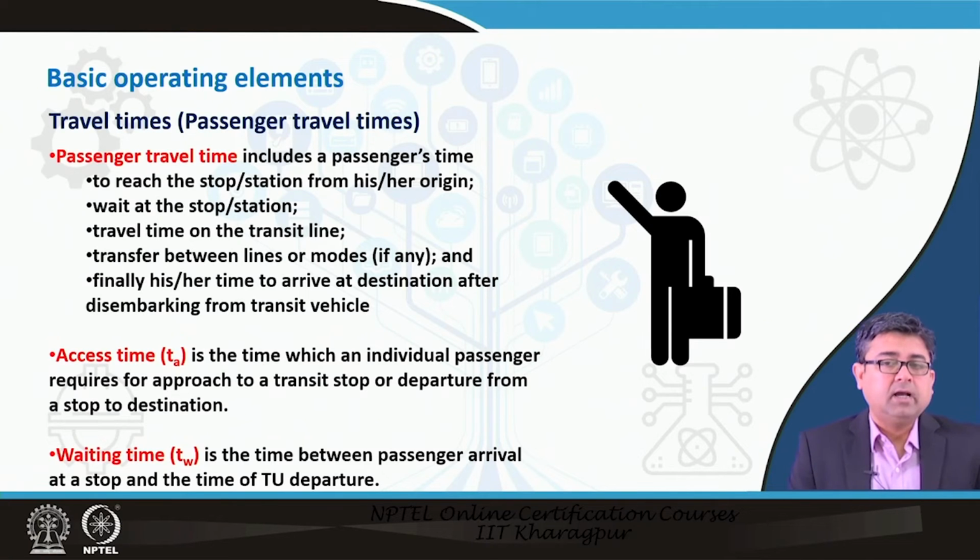So, now let us break it down and look at each of those elements. The first element is the access time. The access time is the time which an individual passenger requires for approach to a transit stop or departure from a stop to a destination. So, at both ends of the trip, where the passenger is accessing the station from his or her origin and is then accessing his final destination from the stop where he or she disembarks from the transit line, both of those are called access times. So, you have to take both of those into consideration.